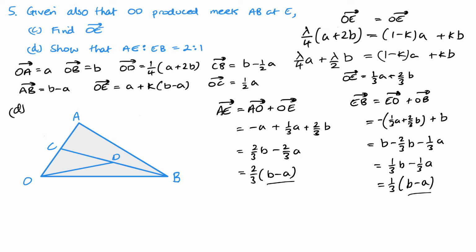So now we can see that these are parallel and they are in the ratio of 2 to 1 because it's 2 thirds and 1 third. So we can therefore say that AE is in the ratio with EB of 2 to 1. Okay, nice, hopefully straightforward, and hopefully you were able to follow that okay.